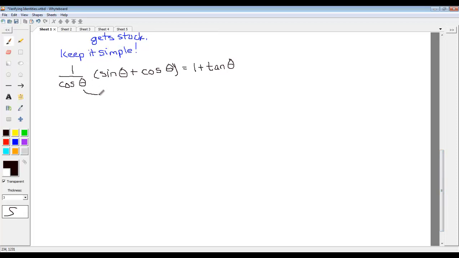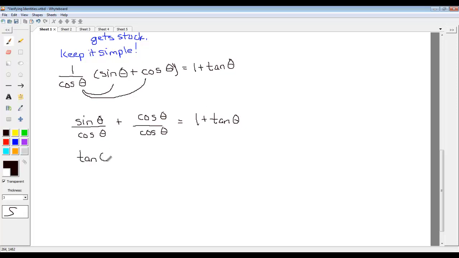Alright, I'm going to distribute. So I'll have sine theta over cosine theta plus cosine theta over cosine theta equals 1 plus tangent theta. Well, sine theta over cosine theta is tan theta. That's something we learned with our fundamental identities. And cosine theta over cosine theta is going to be 1. And tan theta plus 1 is the same thing as 1 plus tan theta.